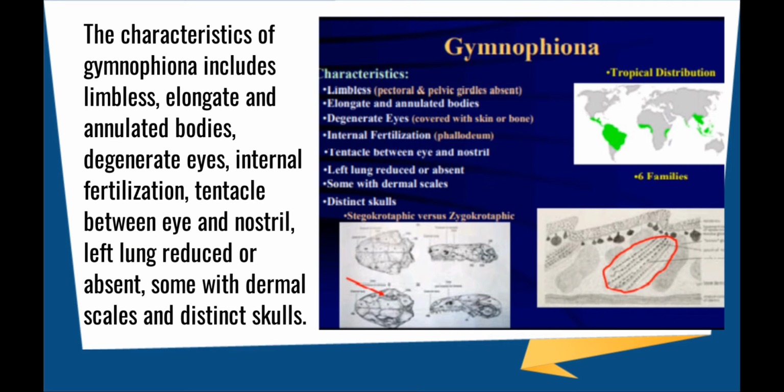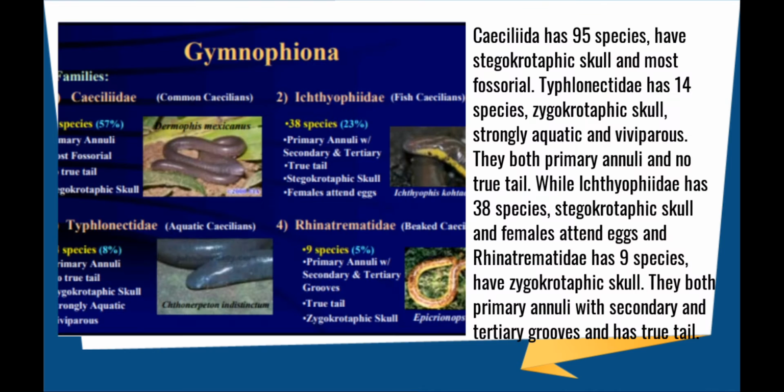The characteristics of Gymnophiona include limbless, elongate and annulated bodies, degenerate eyes, and internal fertilization. Their tentacles are between the eye and nostril. A left lung is reduced or absent. Some have dermal scales and distinct skulls. Caeciliidae has 95 species. They have a stegokrotaphic skull and most are fossorial. And Typhlonectidae has 14 species. They have a zygokrotaphic skull and are strongly aquatic and viviparous.